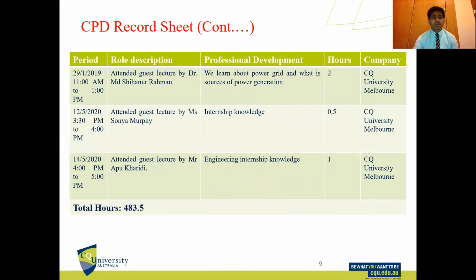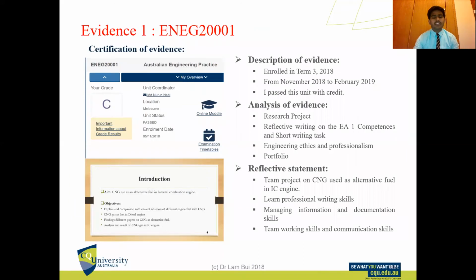Now I'm moving on to evidence one. My evidence one provides details of the Australian engineering practice unit. I passed this unit with credit. I did a research project in this unit and wrote some reflective writing tasks on the EA1 competency, and also short writing tasks for my portfolio criteria.